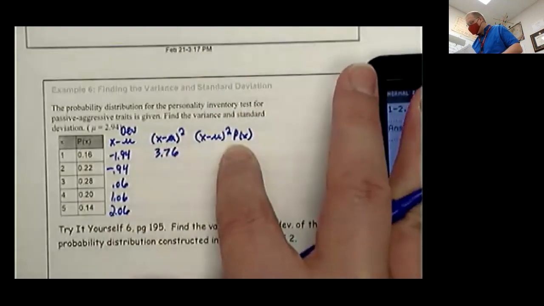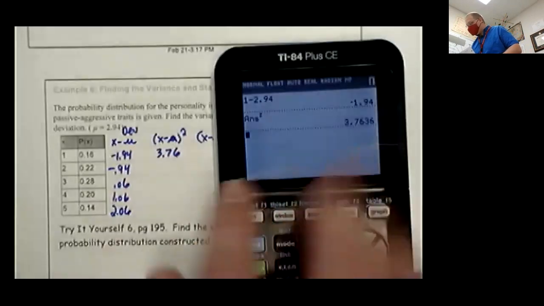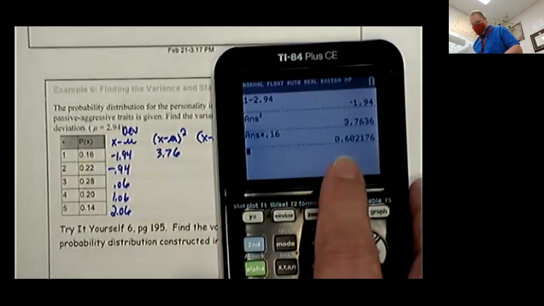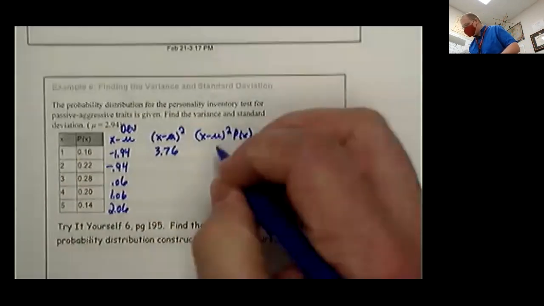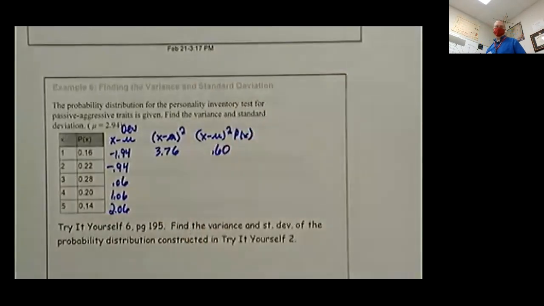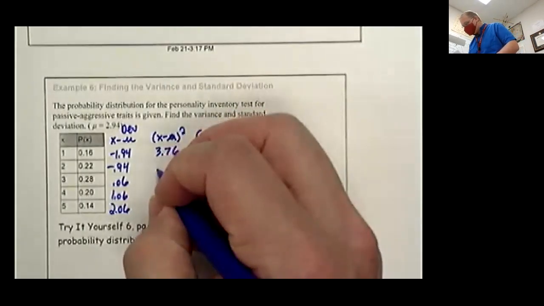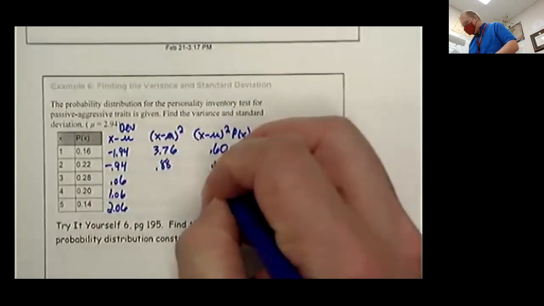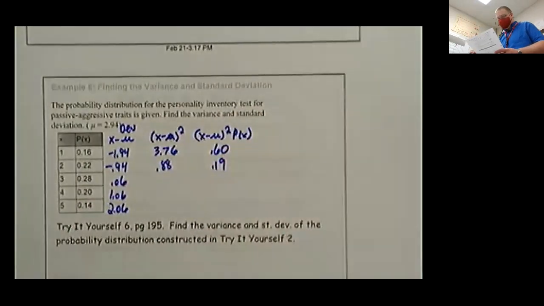Then I'm going to multiply by its probability, 0.16. And that gives me 0.60. And we're going to do that for our next rows. Negative 0.94 squared is 0.88. I'm going to multiply that by 0.22, which is 0.19. You'll see these will get smaller, then they'll get bigger. Why? Because the farther away from the mean, the bigger the deviation is.